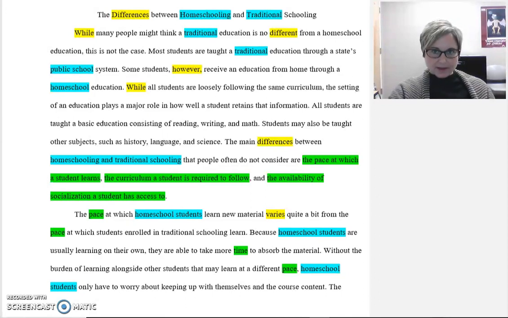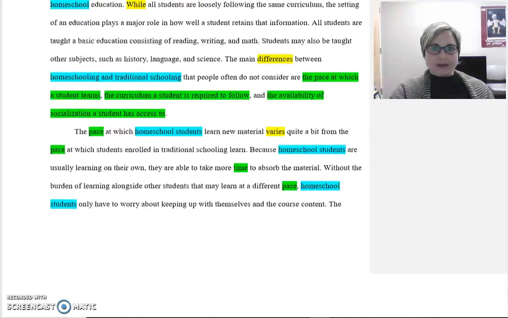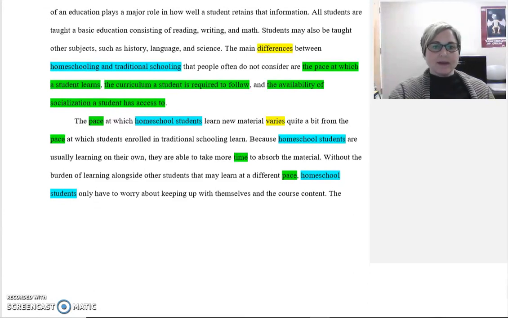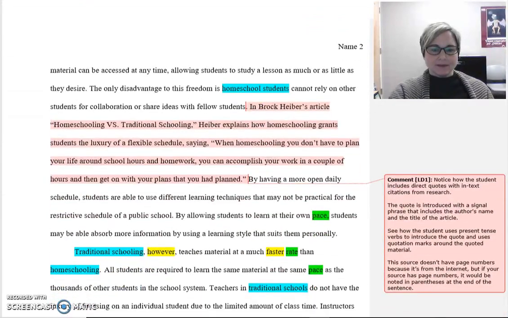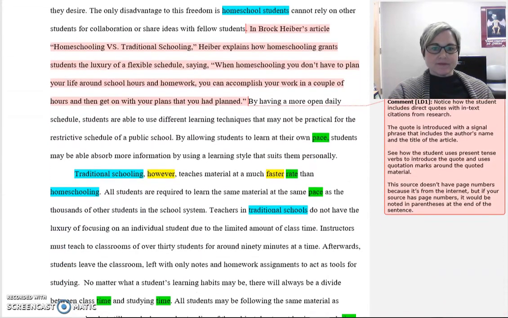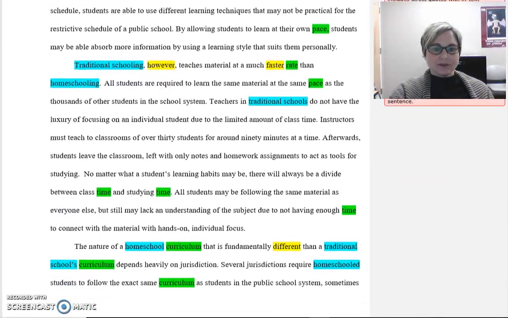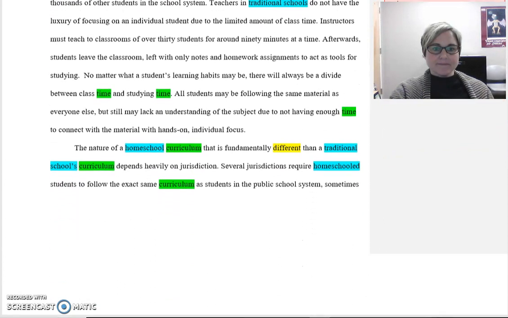So if we look through the paper again, we can see that the topic sentences announce which topic is going to be discussed, and it needs to match the order of the thesis statement. The thesis started with pace, so this first body paragraph talks about pace, and then you'll see the green highlights throughout the paragraph are indicating words related to pace, like time. And then the next paragraph is the pace in traditional schools. So we have rate used as well as pace and time.